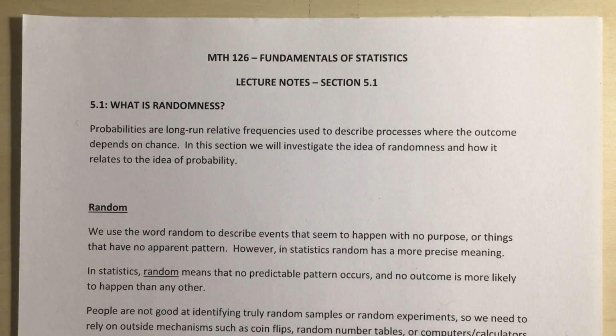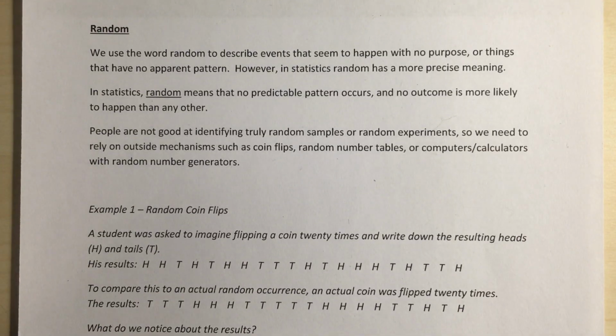So we're going to connect this idea of probability with these long-run frequencies and then look at randomness and what that means as we compare those. To begin with, we're going to start with the definition. We use the word random to describe events that seem to happen with no purpose or things that have no apparent pattern. However, in statistics, the word random has a much more precise meaning. In statistics, random means that no predictable pattern occurs and no outcome is more likely to happen than any other. So all of our outcomes have an equal chance of happening and no predictable pattern of our outcomes occurs.